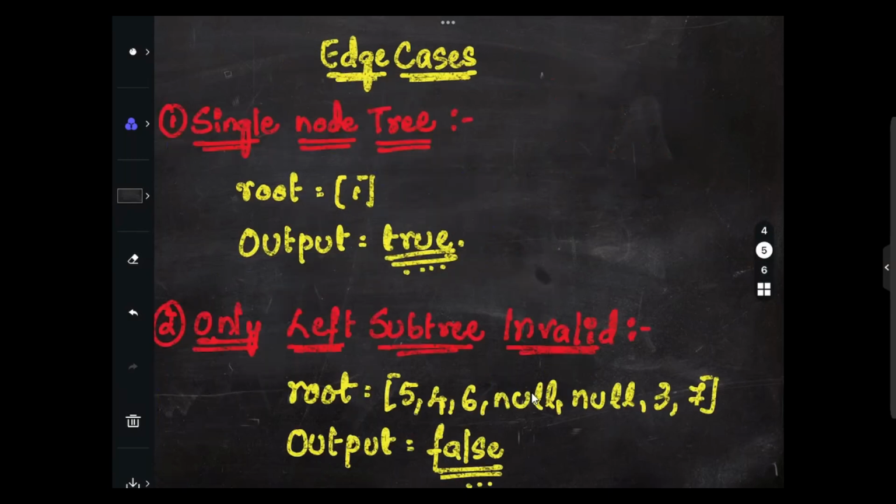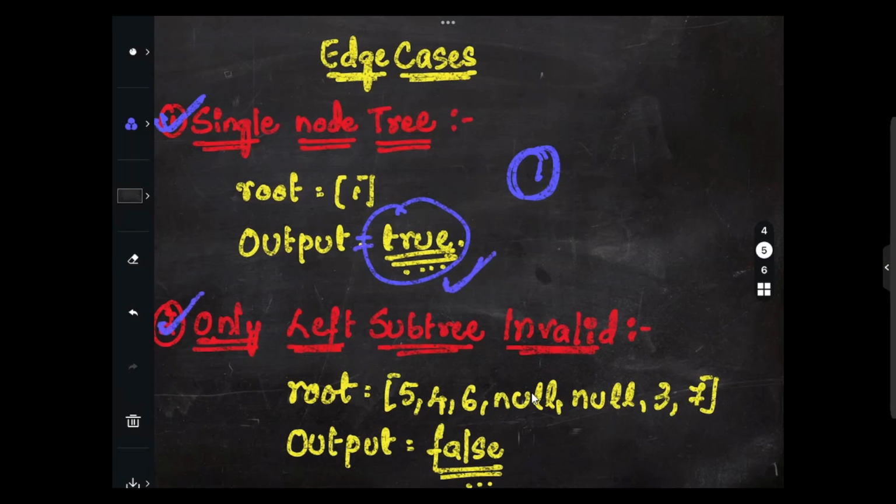When I say edge cases, the first thing that we are considering here is a single node tree. We have only one node here. Quite obviously, we will return true in that case. So this is the base case. Just remember this one, right? We have only one node here, so we will return true in this case.